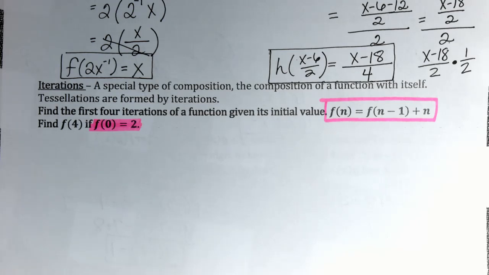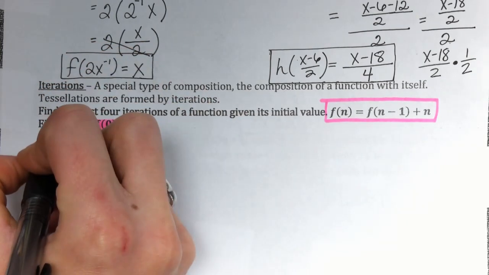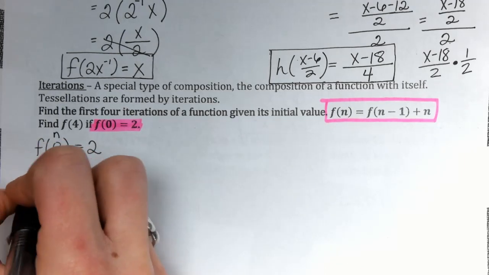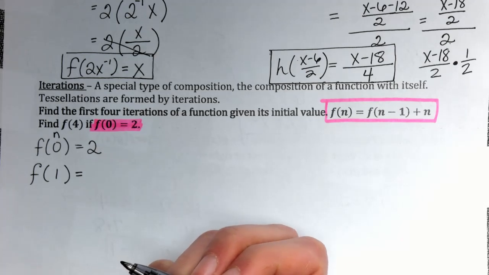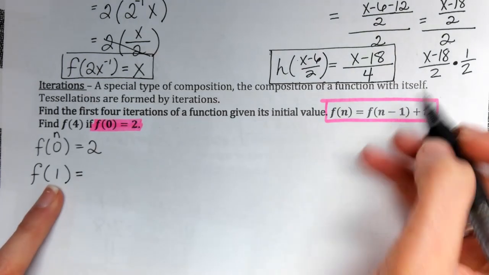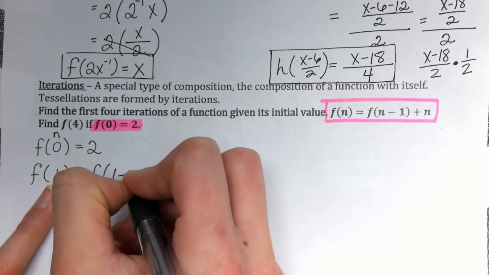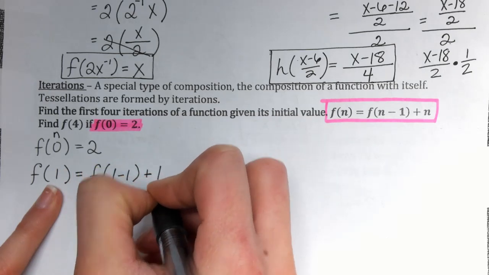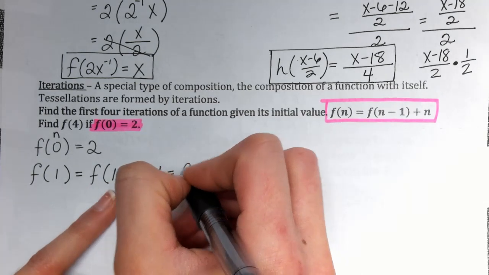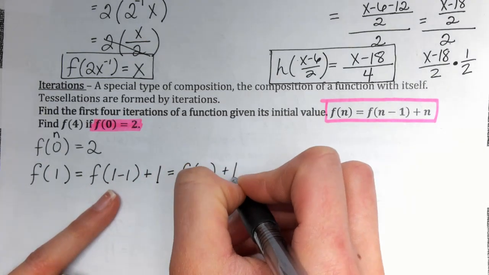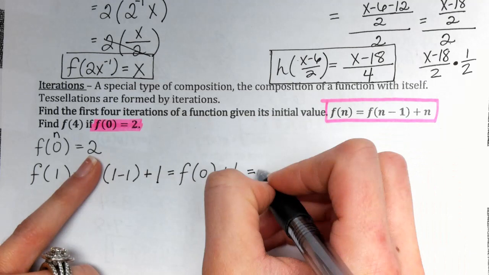It's like an x. Okay, so if I know f of 0 is equal to 2, that 0 is my n. So I'm going to be finding f of 1 by using that previous value. Because f of 1, if I plug it in here, is f of, my n is 1 minus 1 plus my n, which is 1. Okay? Well, what's 1 minus 1? So f of 0 plus 1. What's f of 0? 2 plus 1.